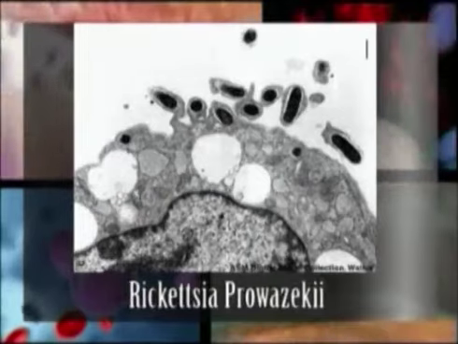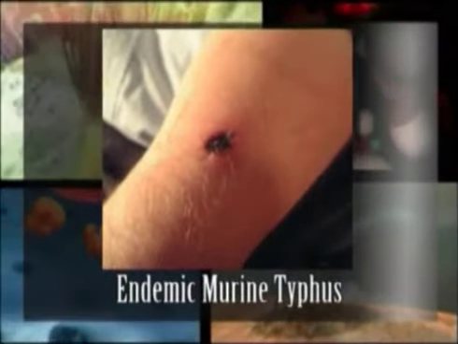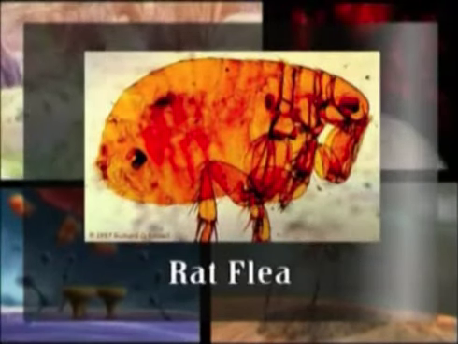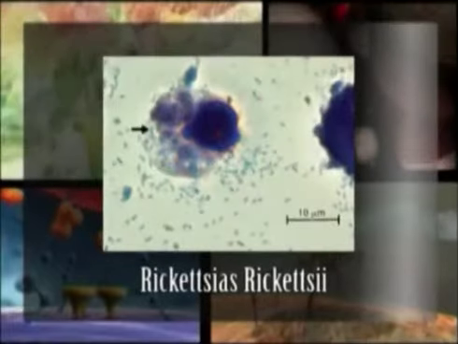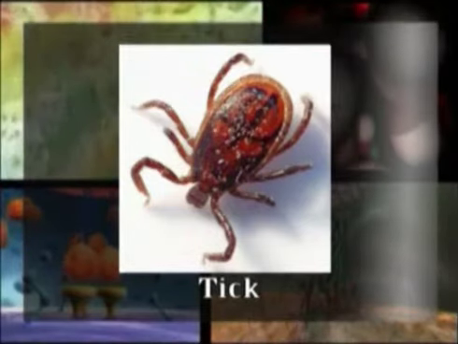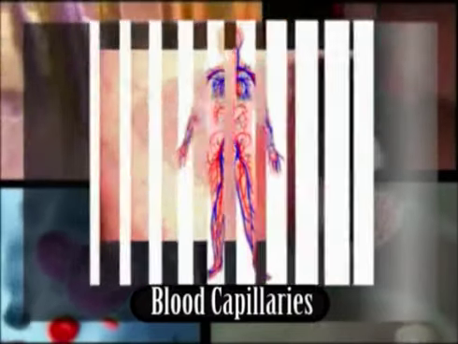These include epidemic typhus caused by Rickettsia prowazekii and transmitted by lice. Endemic murine typhus is caused by Rickettsia typhi and transmitted by rat fleas, and Rocky Mountain spotted fever is caused by Rickettsia rickettsii and is transmitted by ticks. In humans, rickettsial infections damage the permeability of blood capillaries, which results in a characteristic spotted rash.